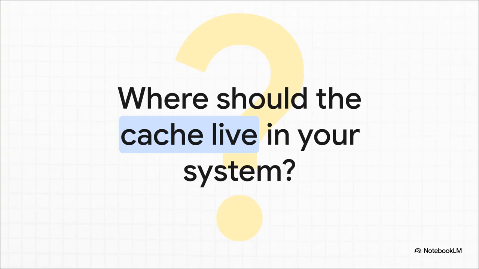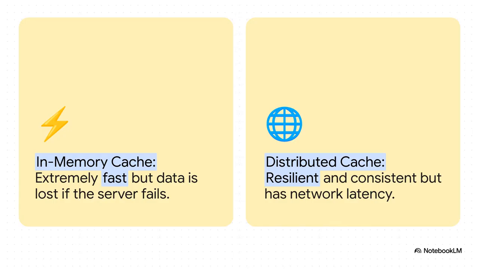So, where should the cache live? This is a huge architectural choice. Do you put it right there inside your application server? Or do you make it a totally separate thing that everyone talks to? Both have some major pros and cons. This really boils down to a classic trade-off.